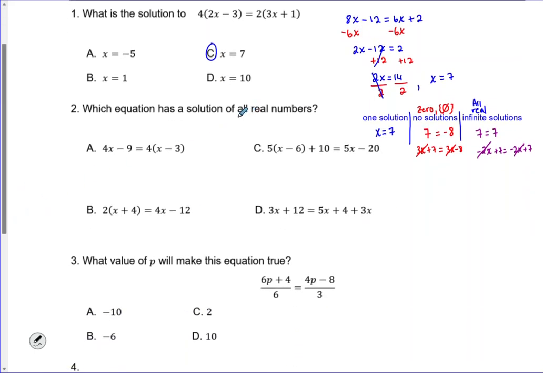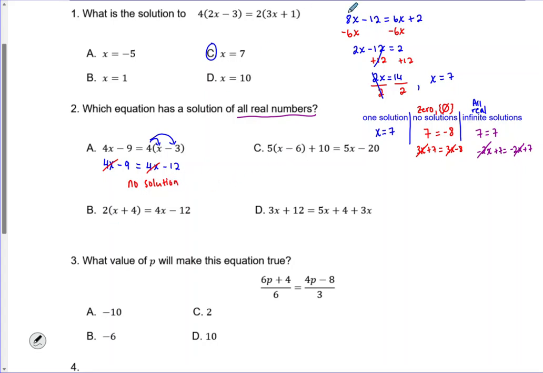So this question is saying which has all real solutions. What we're going to do here is simplify the left side and the right side and see what we have. On the left side, I don't see any parentheses, I don't see anything that I can combine, so I'm just going to leave it like that. And then on the right side of my equal sign, I'll get rid of the parentheses by distributing. So that's 4x minus 12. Okay, and then look, the 4x's cancel out, and then you have negative 9 equals negative 12. So this is a no solution. No solutions. Okay.